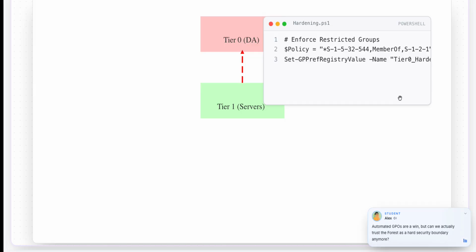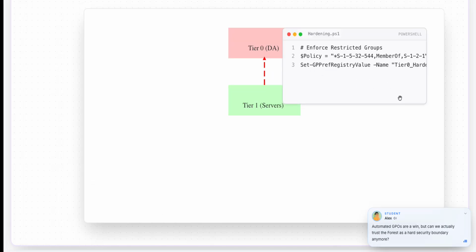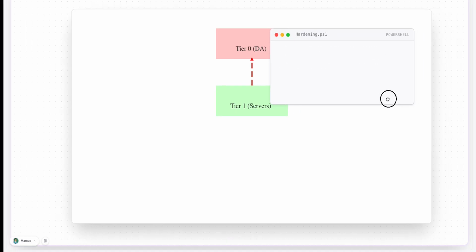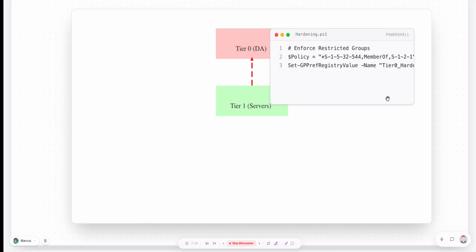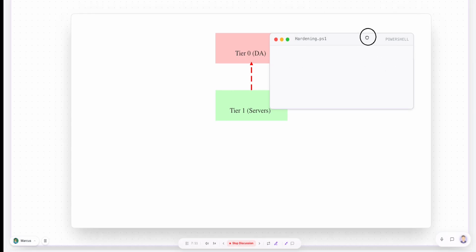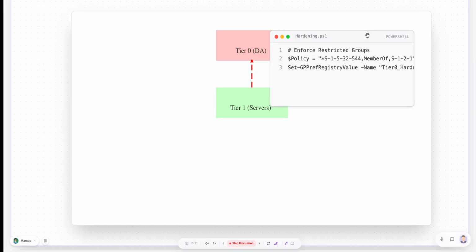Automated GPOs are a win, but can we actually trust the forest as a hard security boundary anymore? Alex is right to be skeptical. In modern AD, the forest is an administrative boundary, but not always a security one. With cross-forest trusts or Azure AD Connect, the perimeter is porous. If you had to pick, would you prioritize monitoring or blocking?